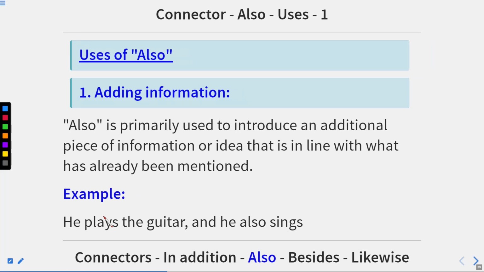Uses of "also": adding information. First of all, we add information by using "also." "Also" is primarily used to introduce an additional piece of information or idea that is in line with what has already been mentioned. For example, "He plays the guitar and he also sings." Here you can see that he plays the guitar and something more is given about him, that he also sings. So here we are using the word "also" to show another skill that he possesses. Now, if we are using "in addition to" or "besides," these are all substitutes. The only thing that differs is the structure of the sentence.